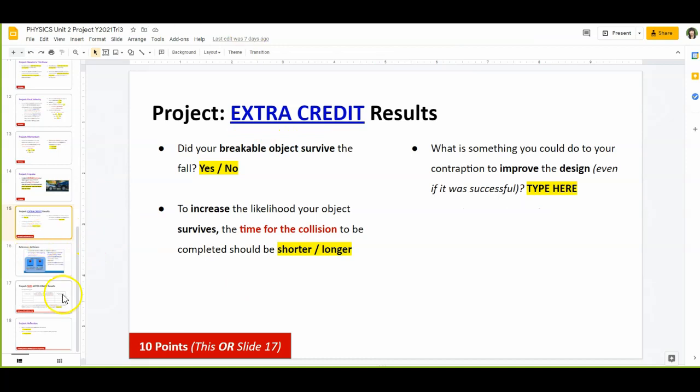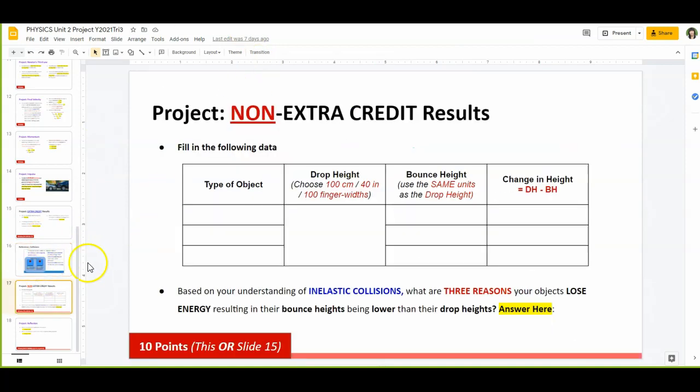Now let's go ahead and talk a little bit about slide 17 before I go back and talk about collisions. So this is if you did the non-extra credit version, which was the 3 objects that you drop, preferably bouncy and ball-shaped. Okay, so let's go ahead and talk a little bit about what happened here.